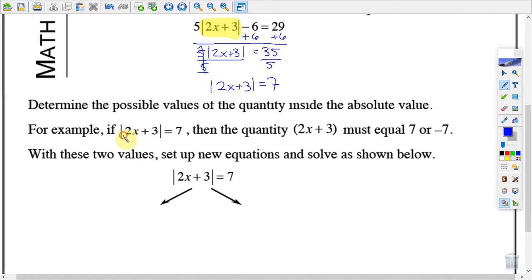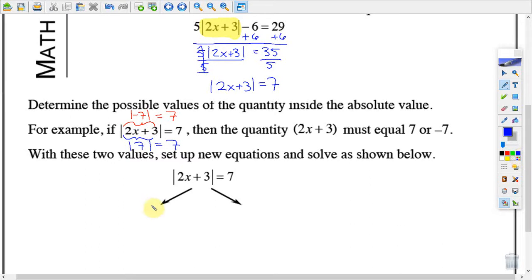Right? Because if this equaled 7 inside, then that would mean the absolute value of 7 was 7, which we know is true. If it equaled negative 7 on the inside, the absolute value of negative 7 is also 7. So we have two options that we need to check out here. We need to check a positive option and a negative option.